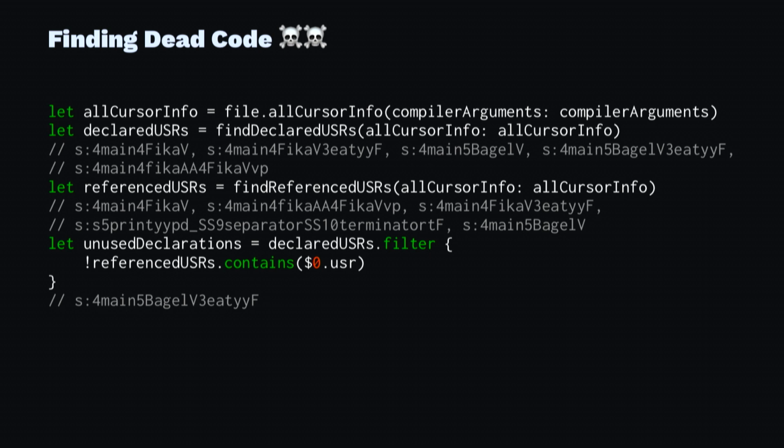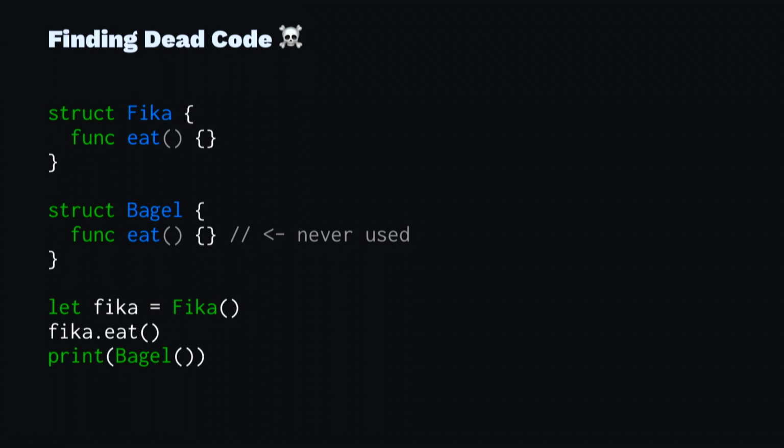next, you look at everything that is referenced in your code base, right? And this is where the cursor info call comes in. Every time you make a cursor info request, you can see if it's a declaration or a reference to something that's being declared elsewhere. So say, in our previous example here, the second to last line where we're invoking the eat function, that's a reference.